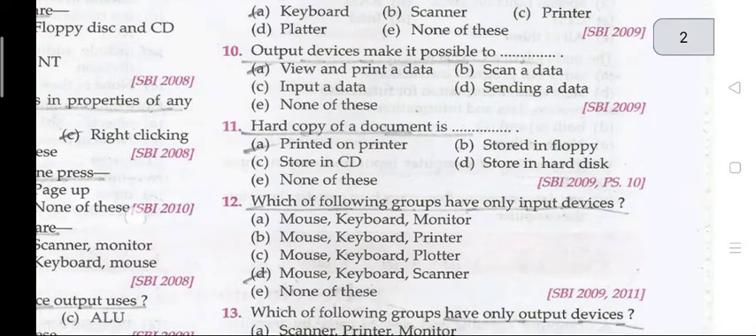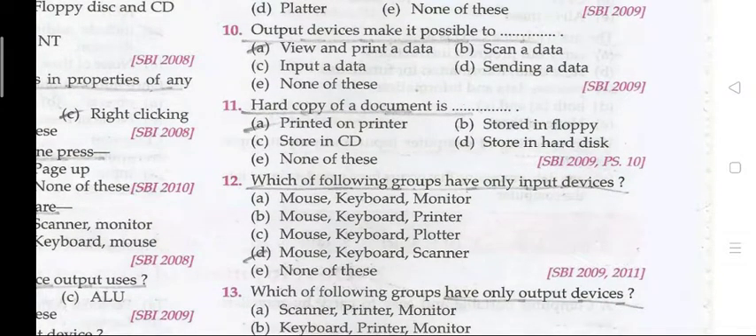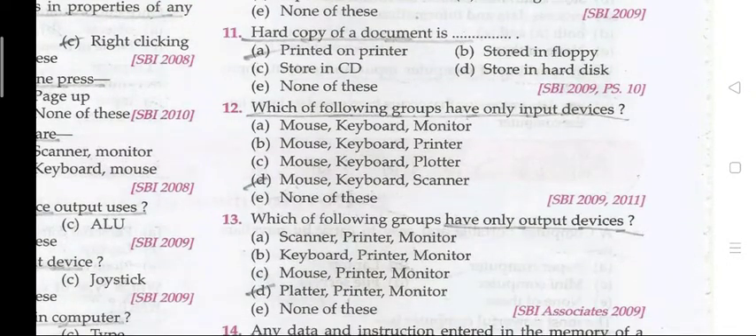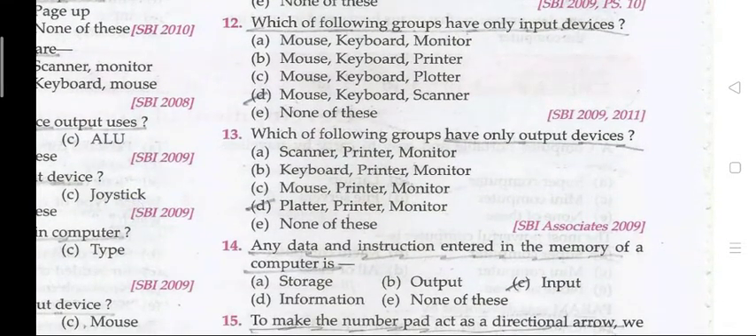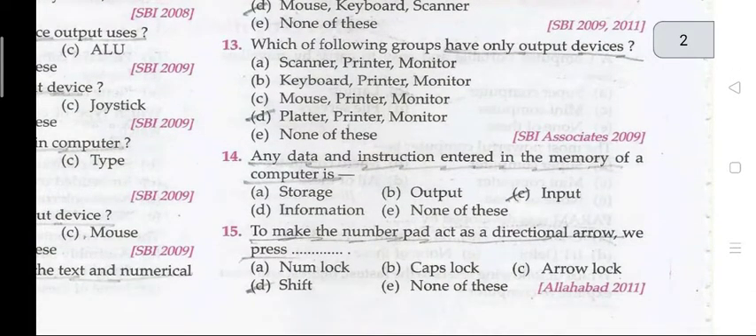Question number 10. Output devices make it possible to view and print our data. Hard copy of a document is printed on a printer. Question number 12. Which of the following groups have only input devices? Mouse, keyboard and scanner. Question number 13. Which of the following groups have only output devices? Plotter, printer and monitor.